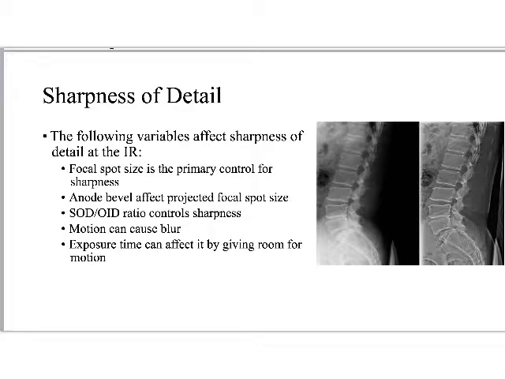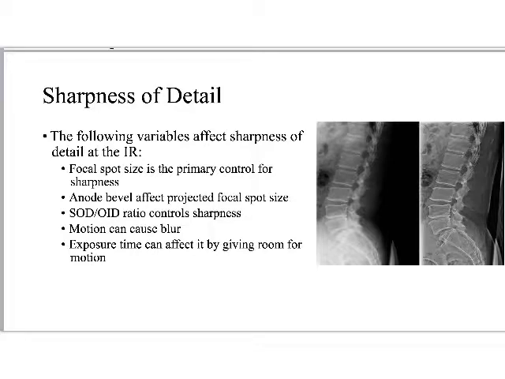The SOD to OID ratio controls sharpness, and we've done some of those problems already in this class. We can do formulas where we actually figure out what the sharpness is based on this ratio, and it is largely controlled by the geometry of penumbra versus umbra, right? Motion causes blur, and exposure time can affect it by giving room for motion, right?